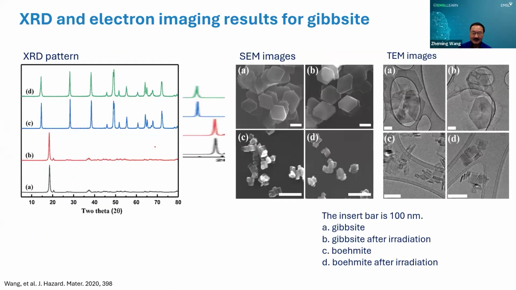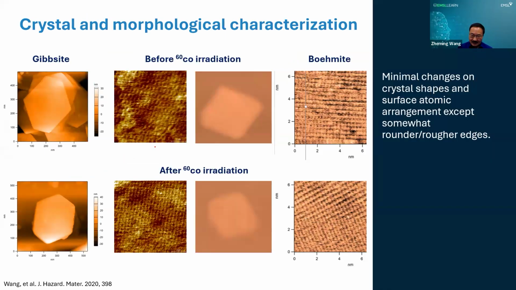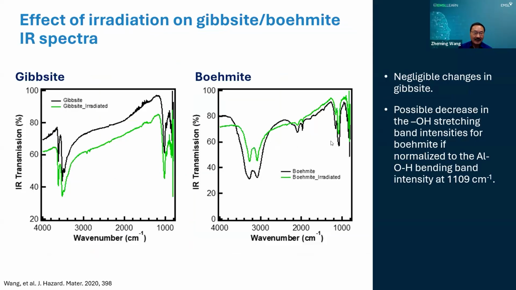I'm going to skip these few slides, which basically show their X-ray diffraction and so on. And I want to point out that for gibbsite, this is a SEM picture and atomic force microscope. Before and after gamma ray, from cobalt-60 irradiation, their morphology basically looks exactly the same. And also, if you record the infrared spectra of both gibbsite and boehmite, the signatures look very similar, except for boehmite, where the Raman spectra shows some overall reduction of the peak intensity in the OH stretch region.